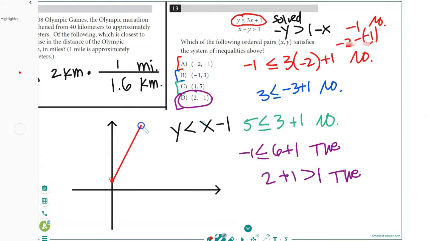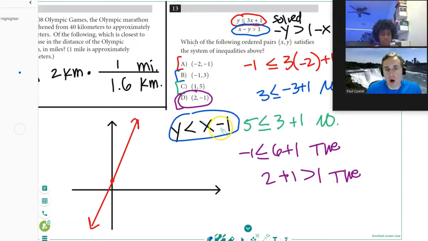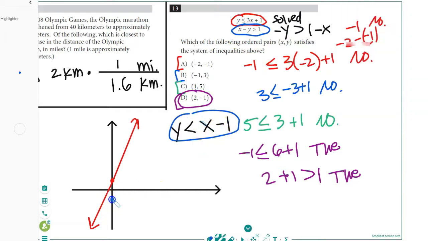So it's going to be like this, like so, okay, and no, sorry, it's a solid line because it's an equal to. But then the other one is meant to be a dashed line. So this one is going to be this one. So that's slope of 1, y-intercept of -1. So -1's right here, but the slope is 1. So it's going to be like this.